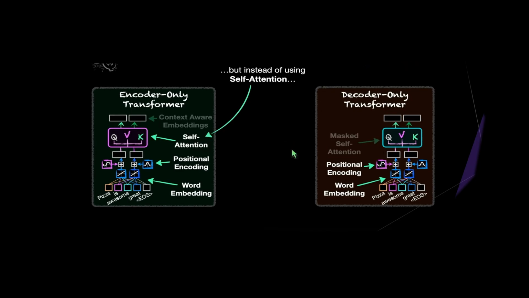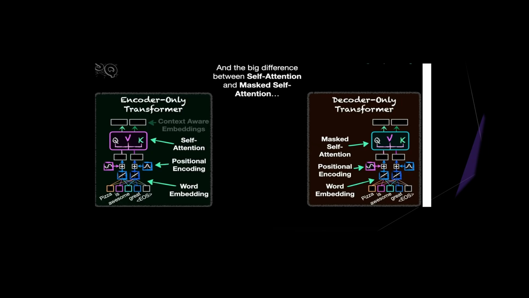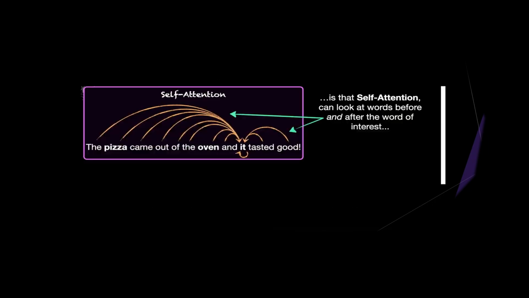Now let's move to a decoder-only transformer. The initial steps are similar. It uses word embeddings and positional encoding as well. However, the main difference lies in how attention is applied. Decoder-only transformers use something called masked self-attention. This masking mechanism is what sets models like GPT and ChatGPT apart.